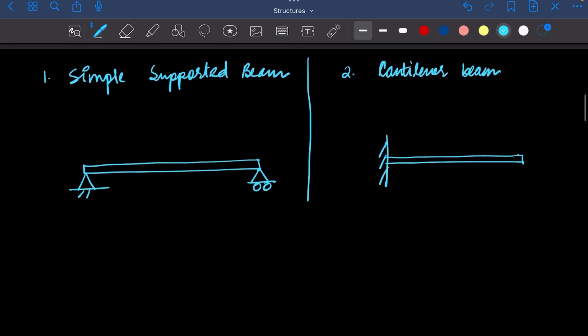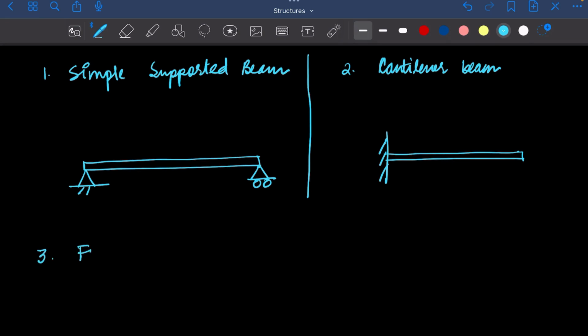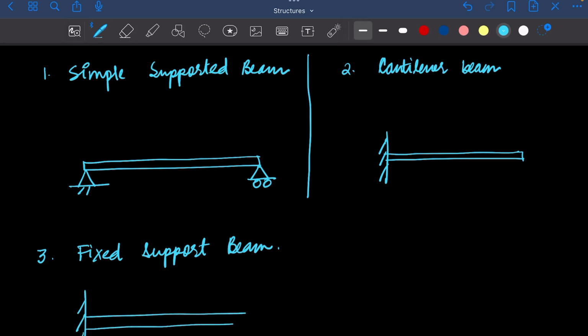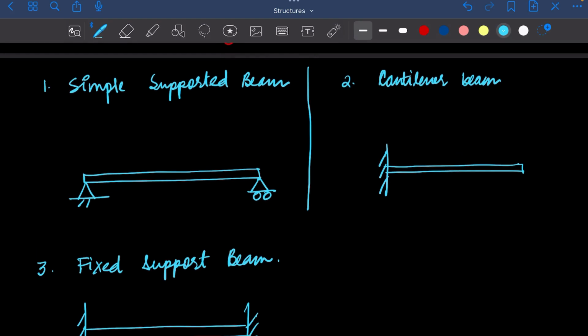And the third one is a fixed beam, which means it would have fixed support on both the ends. So now hurry up and tell me how many reactions each of these beam types would have. You can pause the video, write down your answers, and then check whether it's matching with mine. Okay?